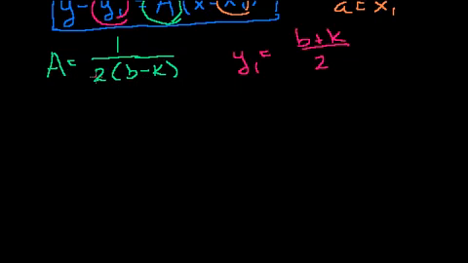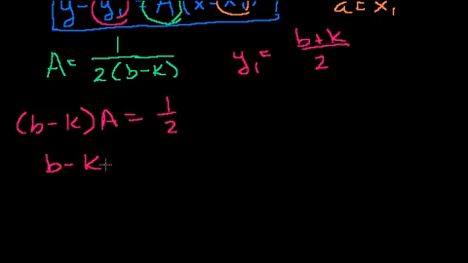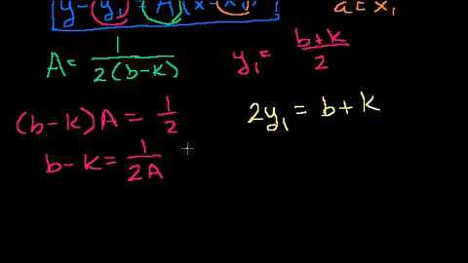So if we multiply both sides of this equation times (b minus k), you get (b minus k) times A is equal to 1/2. Divide both sides by A, you get b minus k is equal to 1 over 2A. And on the right-hand side, let's use this other formula right here. If we multiply both sides by 2, I'll do a different color, you get 2 times y1 is equal to b plus k. Two equations with two unknowns. Let's take this and bring it down here. So you get b plus k is equal to 2 times y1.